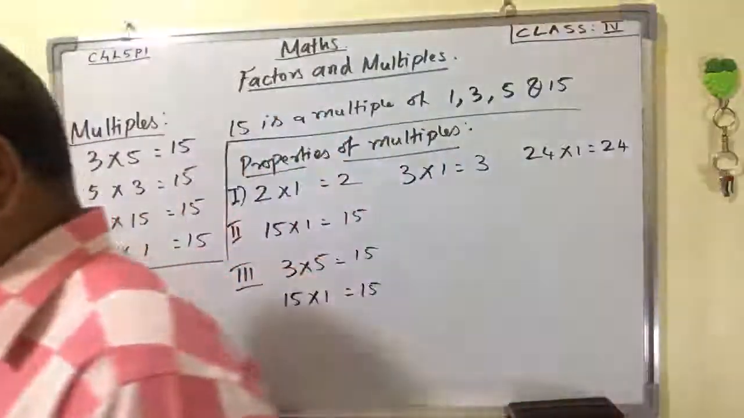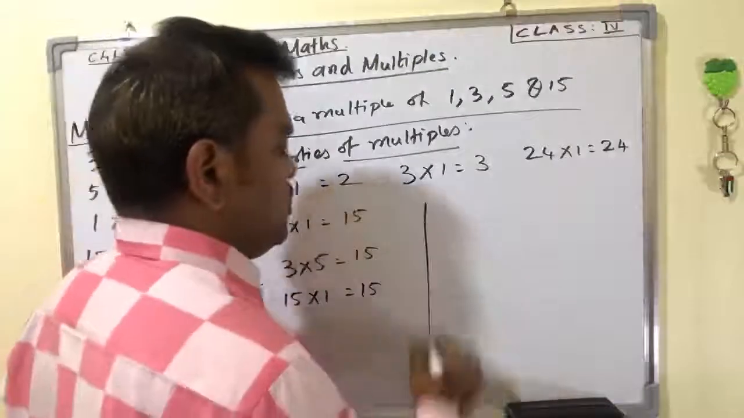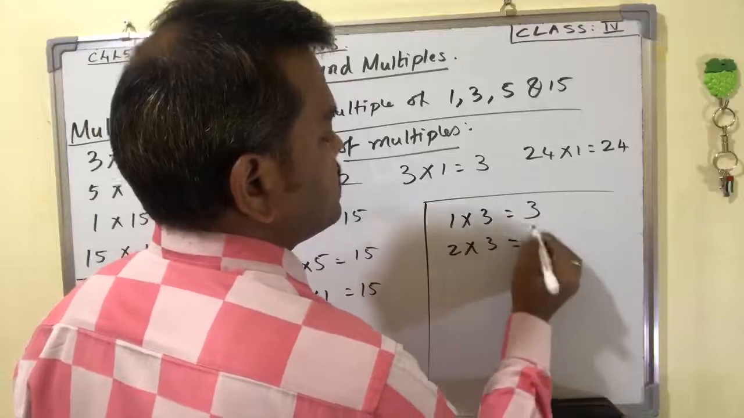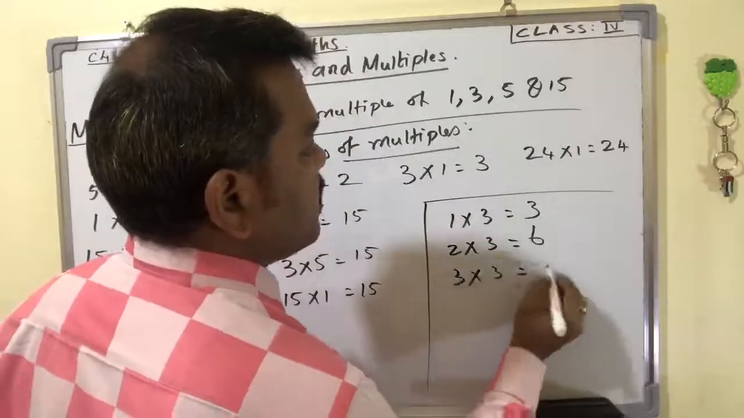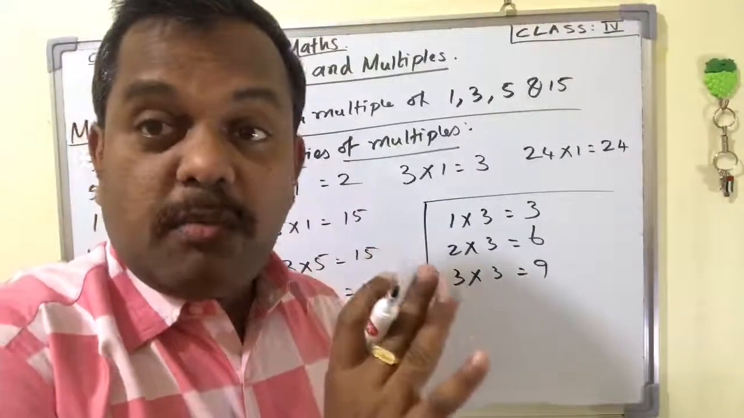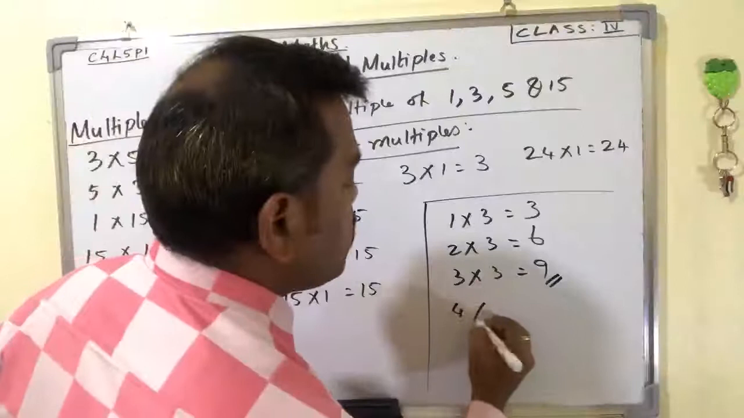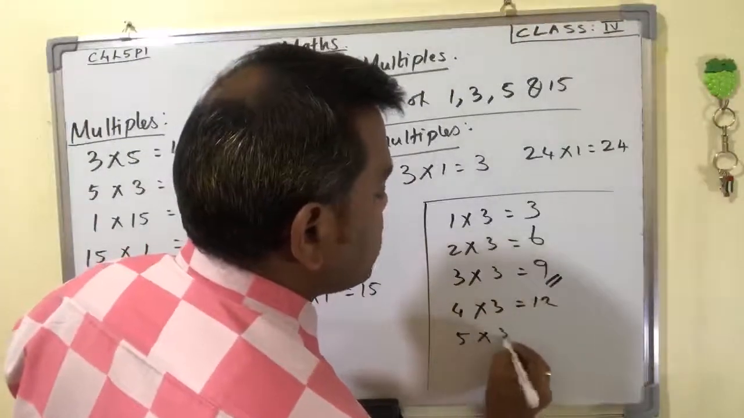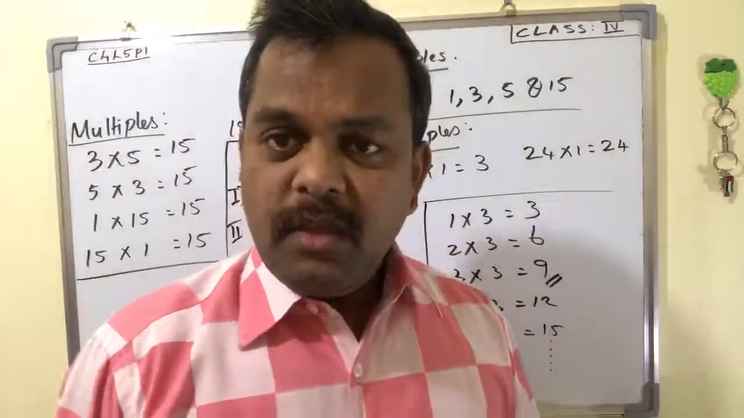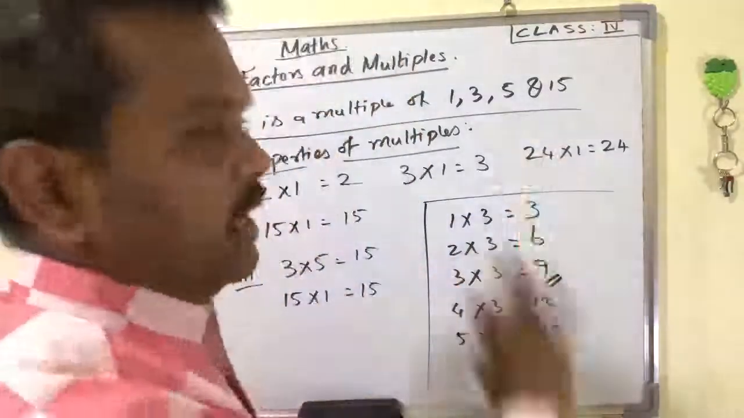Next. There is no largest multiple of a number. For example, 1 3 is 3, 2 3s are 6, 3 3s are 9. Which one is the largest multiple of 3? Can I say 9? No. See, 4 3s are 12, 5 3s are 15, like that it will go. So we cannot say any largest multiple. There is no largest multiple of any number.